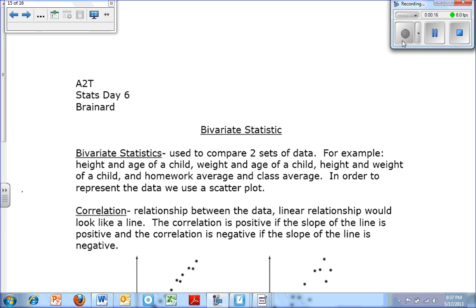Bivariate statistics is used to compare two sets of data. For example, height and age of a child, weight and age of a child, height and weight of a child, and homework average and class average. In order to represent the data, we use a scatter plot.